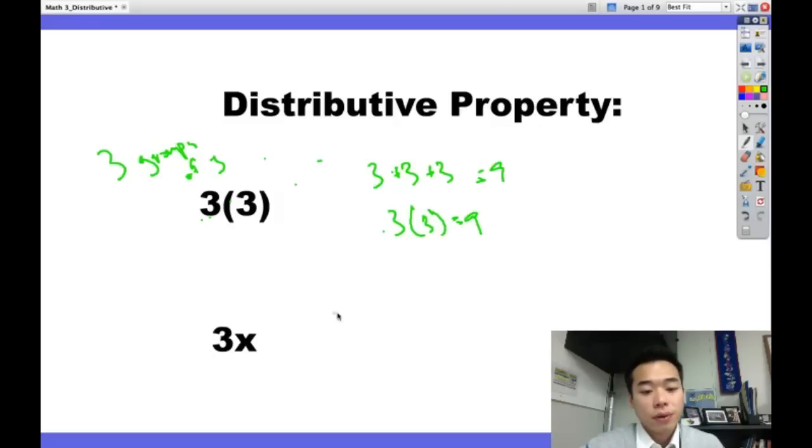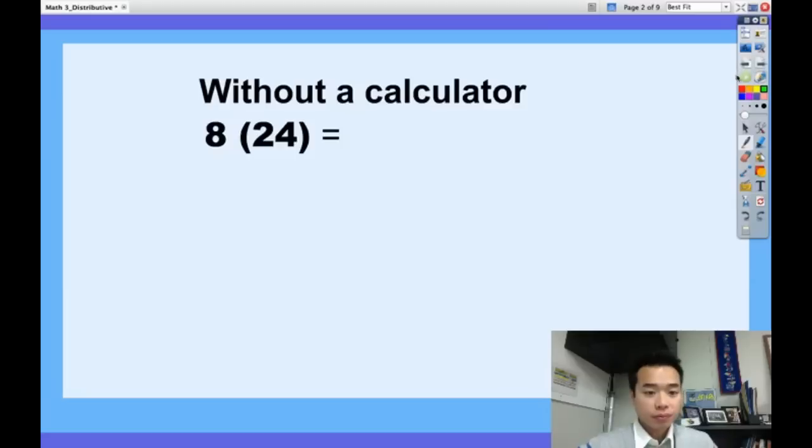Same thing down here for 3x. Since x is a variable that can represent any number, it literally means you have 3 groups of x. So x plus x plus x is equal to 3x. 3 groups of x. So 3x just means 3 times whatever x is.